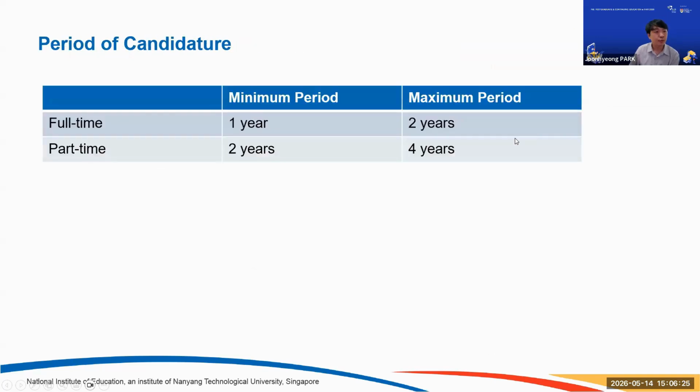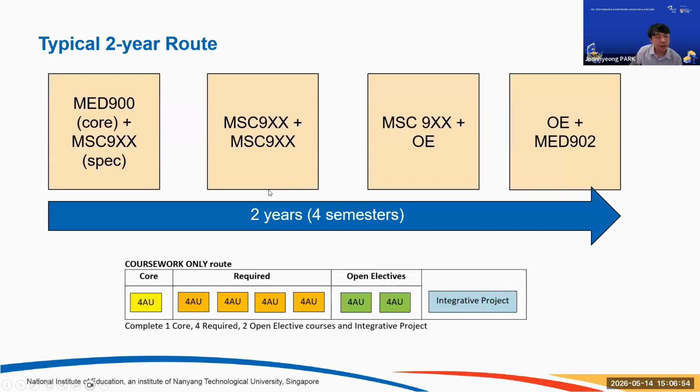Usually if you join as a full-time student, the minimum period would be 1 year. You can consider extension of the period up to 2 years. While if you are joining us as a part-time student, typically it takes 2 years, and you can consider extending for more semesters where necessary. Typically, if you are joining us as a part-time student, this 4-semester structure can be expected.